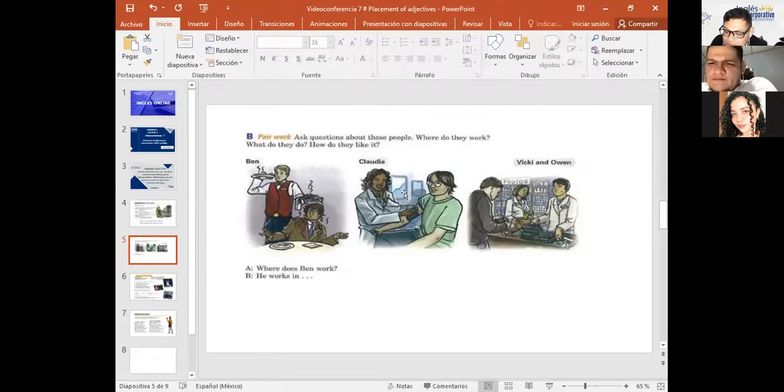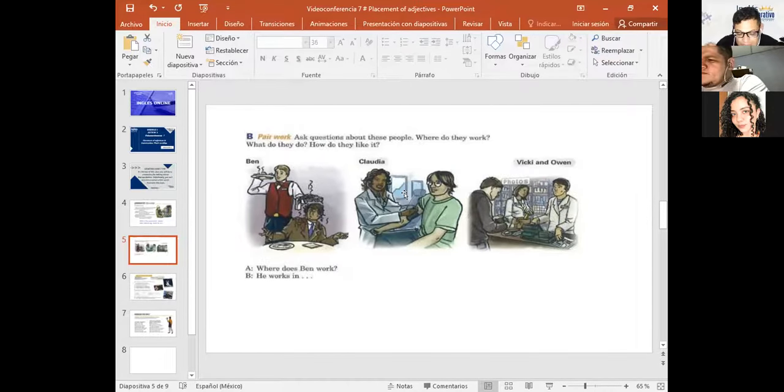¿Qué es lo que hacen ellos? Where do they work? What do they do? ¿Qué es lo que hacen? ¿Se recuerdan que lo estudiamos en la clase de ayer? Where do they work? ¿A dónde trabajan? In a hospital, in a clinic, in an office, in a bakery, on the streets, in a mall, etc. Where do they work? ¿A dónde trabajan ellos? They work, ellos trabajan en tal lugar. ¿Y what do they do? ¿Qué hacen? How do they like it?